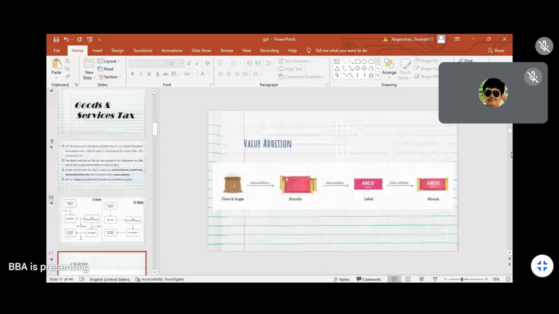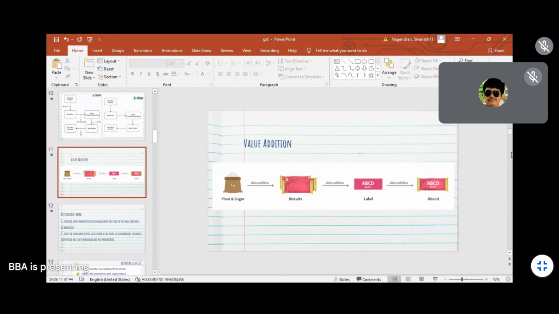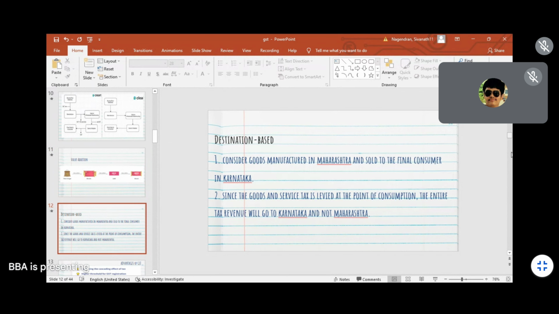Nothing new in it. So for a product, from raw material to the finished product, tax has been added every time. Why we are calling this a destination-based concept is, suppose a good is manufactured in Maharashtra and the final consumer who is purchasing the product is in Karnataka. Since taxes are levied at the point of consumption, the entire tax revenue will go to the Karnataka state.